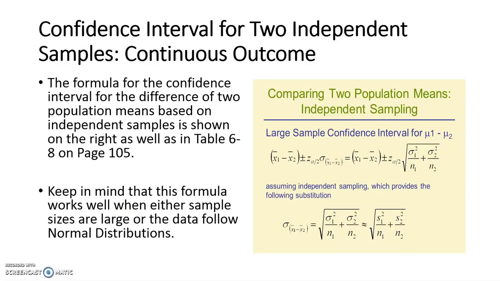Confidence interval for two independent samples of a continuous outcome. The formula for the confidence interval for the difference of two population means based on independent samples is shown on the right, as well as in table 6.8 on page 105. You can see on the right-hand side, it uses the difference of the sample means and the z-score, and then there's the estimate for the sample variance. It's a pooled estimate from the sample variances of the two samples. Keep in mind that this formula works well when either the sample size is large or the data follow normal distributions.